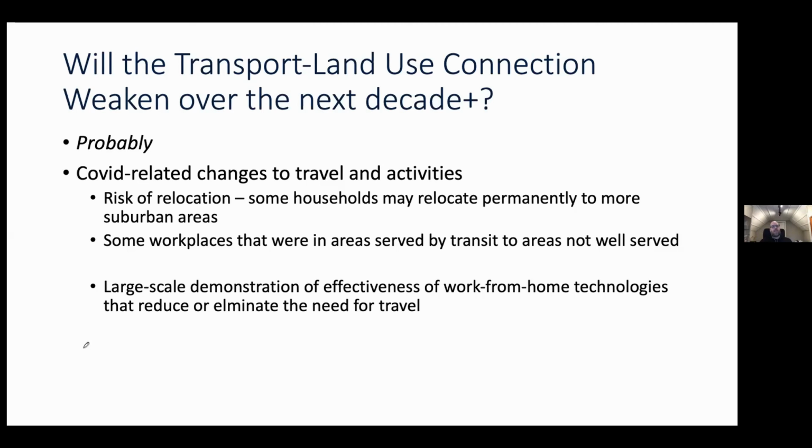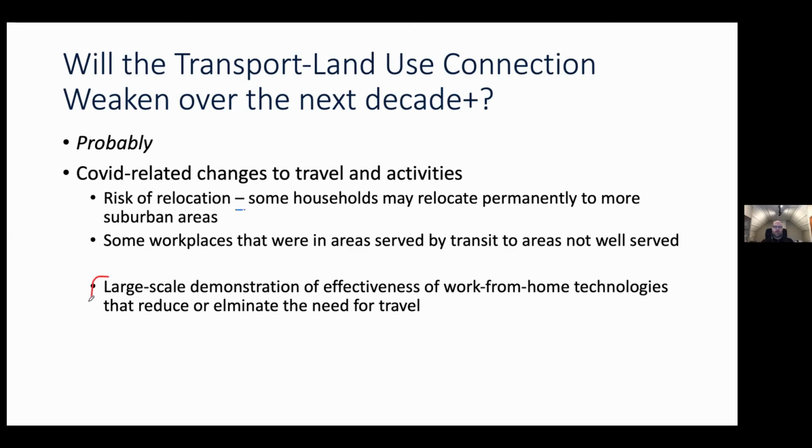And will the transportation land use connection weaken over the next decade? Looking ahead, my soft answer on this is probably. COVID-related changes to travel and activities stand to risk the relocation of households, where some households may permanently relocate to more suburban or even ex-urban areas. Some workplaces may move as well into areas that were not historically well served by transit, nor could they be well served by mass transit in the future.